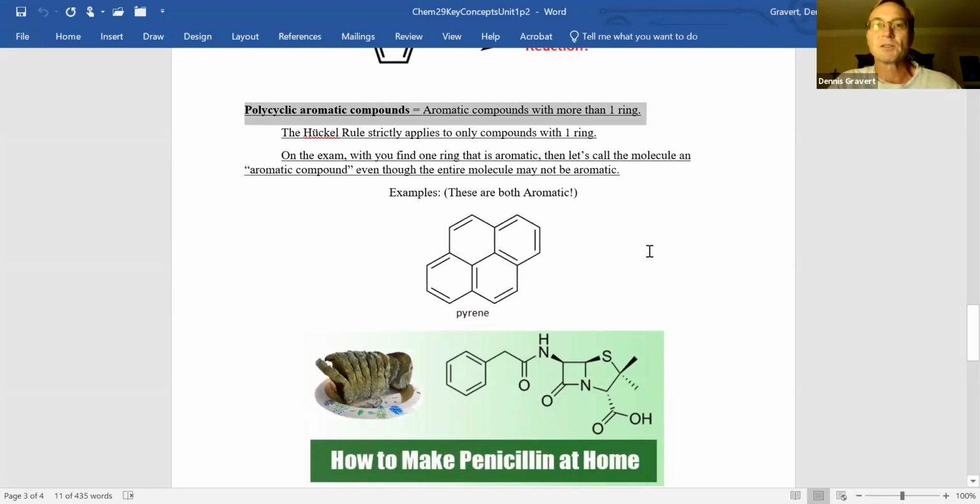Polycyclic aromatic molecules. Those are molecules that are aromatic with more than one ring. Poly means many. Cyclic means ring. So polycyclic means molecules with more than one ring.